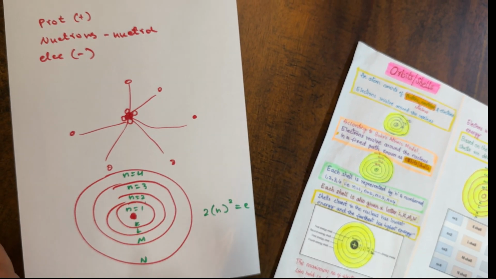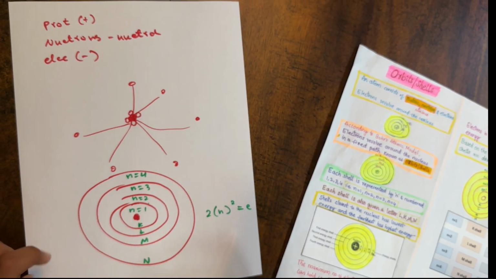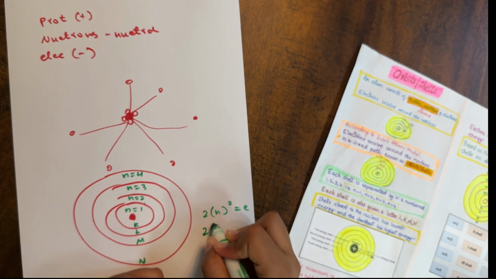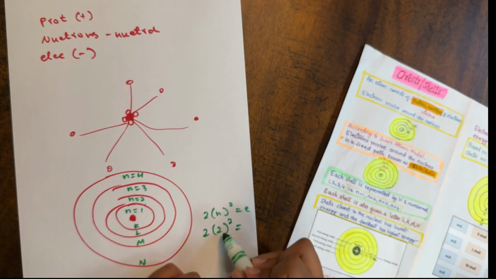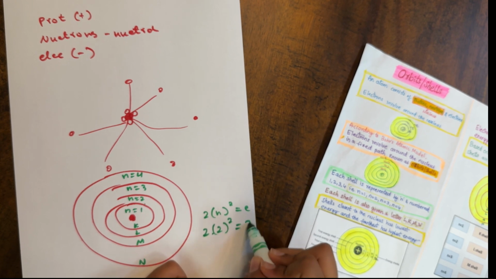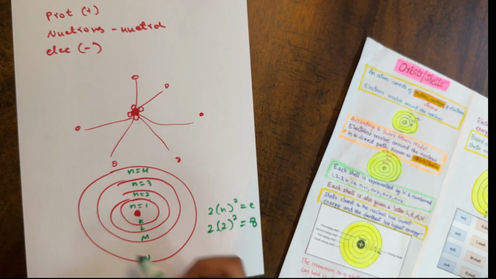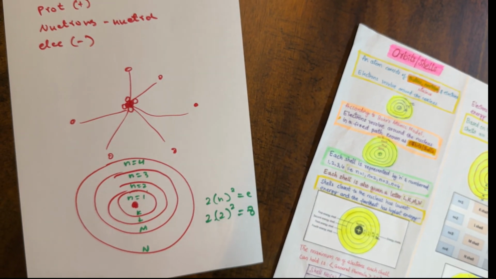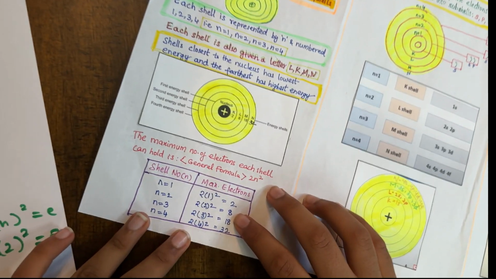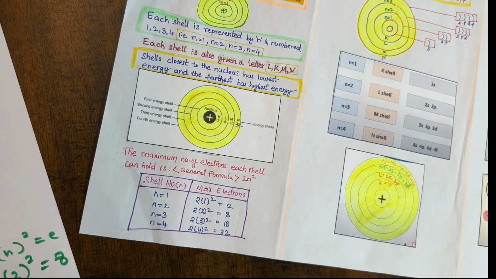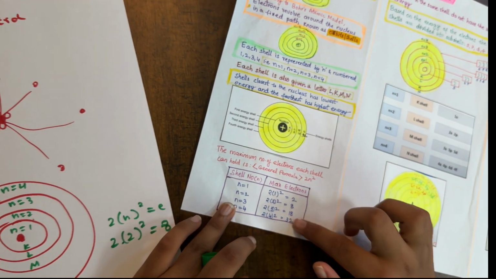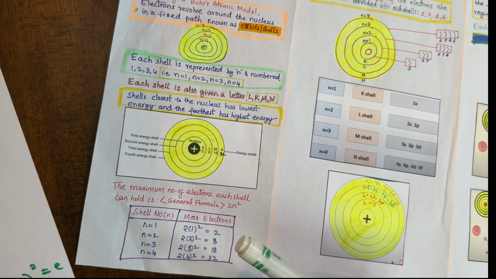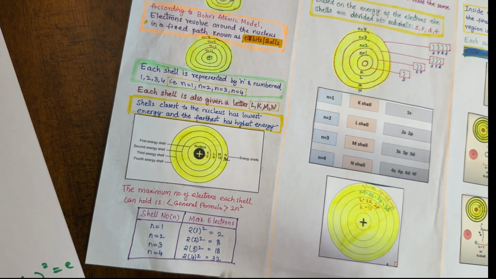Let's just take the second ring, for example. So 2 times 2 squared, what do we get? 2 squared is 4, and 4 times 2 is 8, meaning the second shell can only hold 8. And if you look at this chart, that's correct. If we apply it to 3 and 4, we get these numbers, and these numbers tell how many electrons each orbit can hold at maximum.